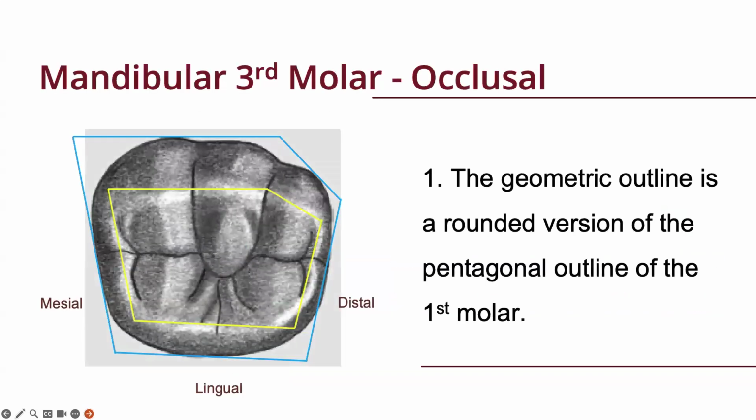From the occlusal aspect, the geometric outline is a rounded version of the pentagonal outline of the first molar. Here I've drawn the pentagonal shapes again. Not able to draw it with rounded corners, but you will have to envision that this tooth is a little bit more rounded and not as sharp with its line angles.